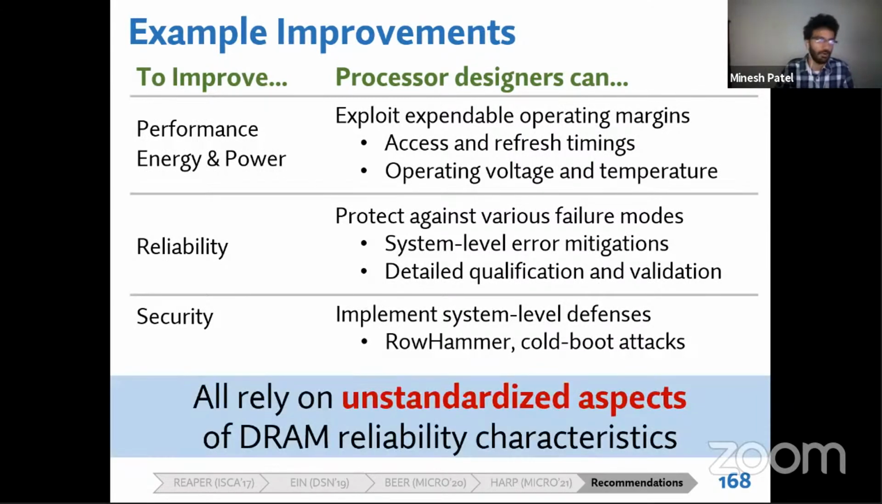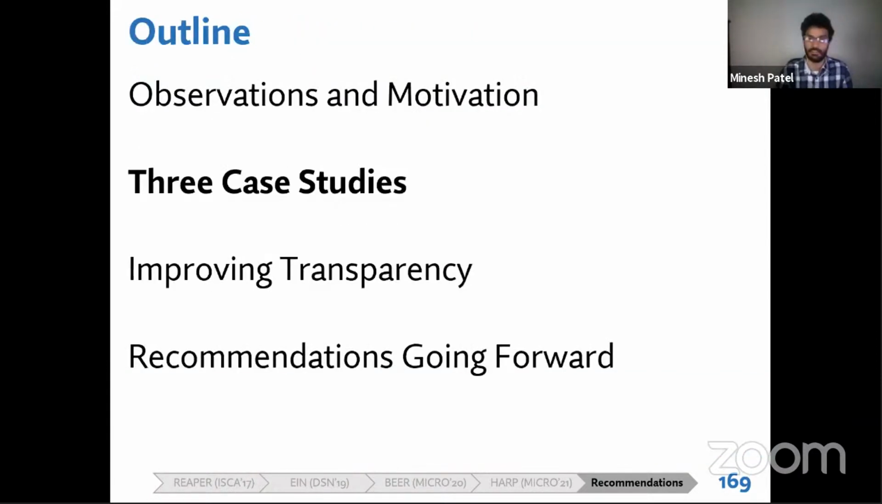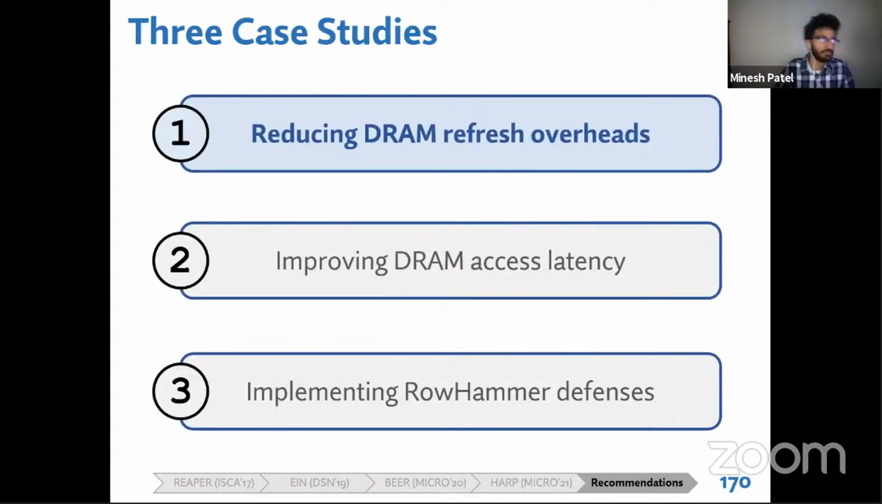Now, unfortunately, all of these rely on unstandardized aspects of DRAM reliability characteristics. So while processor designers can theoretically implement them, there are certain barriers to adoption in needing to make these assumptions. And so we'll talk about that in the context of 3 case studies next. So the 3 case studies deal with, first, reducing DRAM access overheads. And so we'll start there.